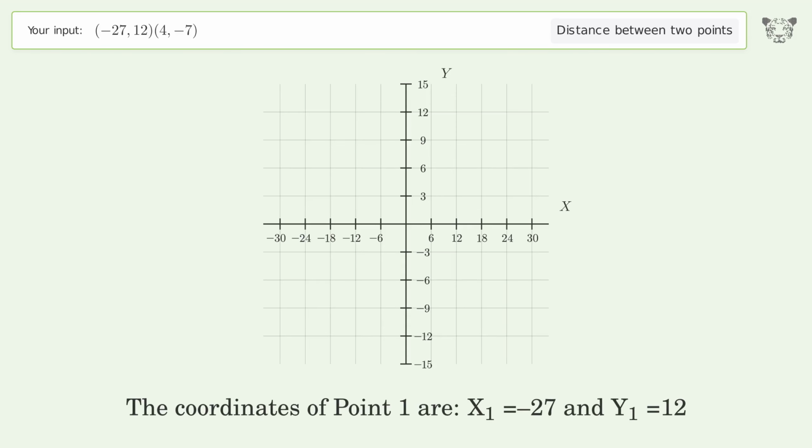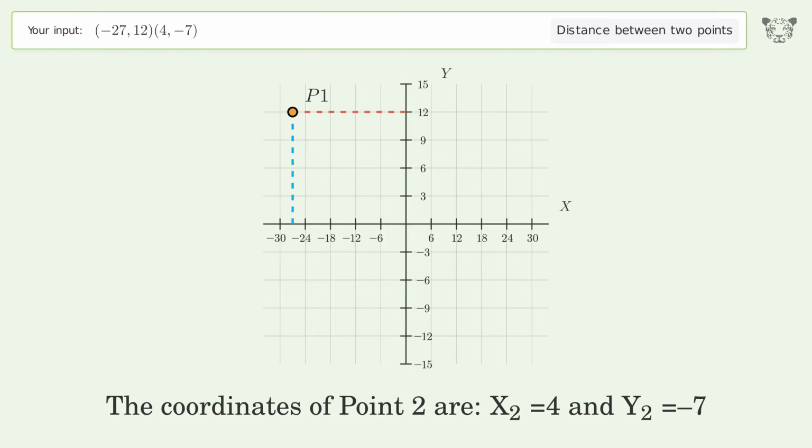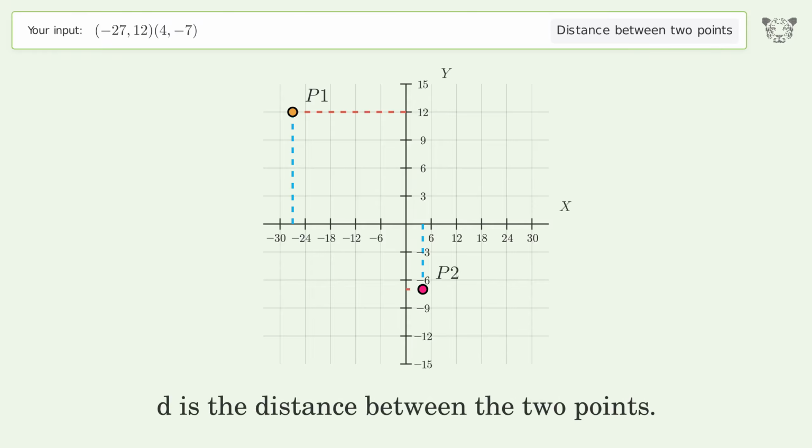The coordinates of point 1 are, x1 equals -27 and y1 equals 12. The coordinates of point 2 are, x2 equals 4 and y2 equals -7. D is the distance between the 2 points.